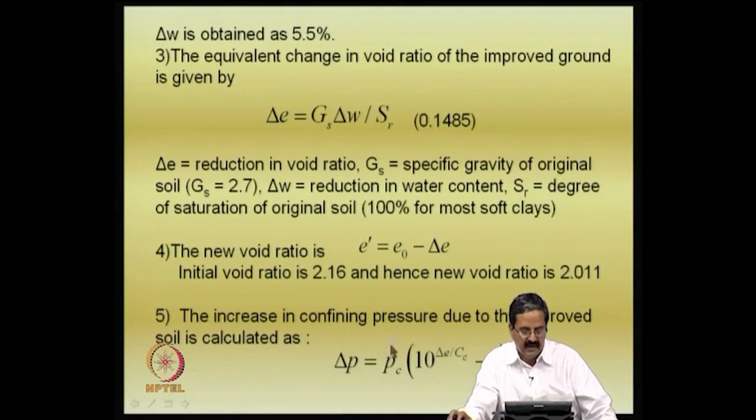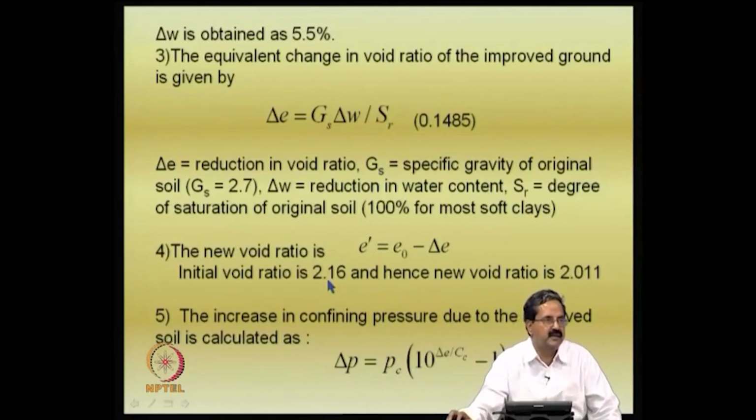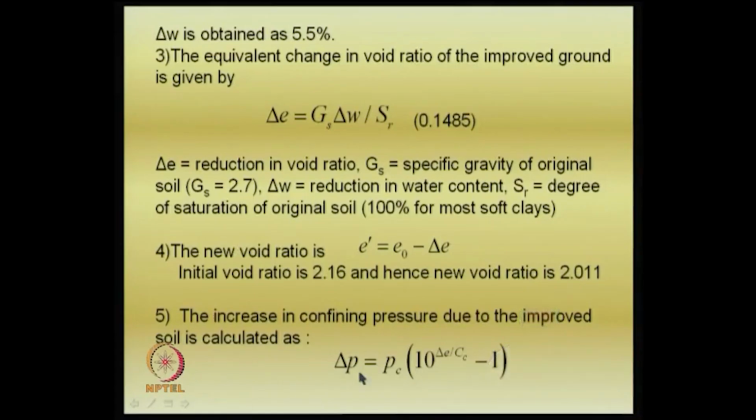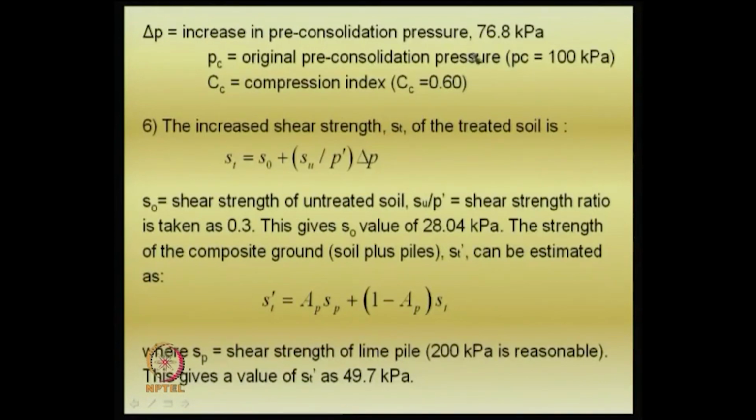Now further I am trying to calculate, say for example, the new void ratio. What is the initial void ratio? Initial void ratio is nothing but 2.16, because 2.7 into 0.8, okay, that is 2.16, and now the new void ratio I can calculate, and this delta P, how much is that one can calculate, and PC where it is changing, that it is 100, and one can use some term. So, the delta P is about 76 kPa, which is quite good.